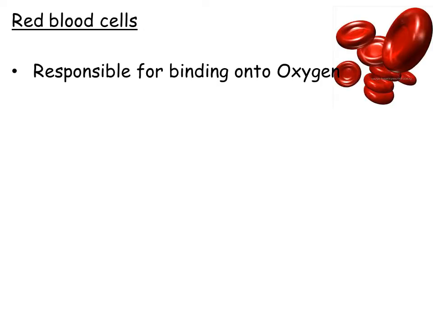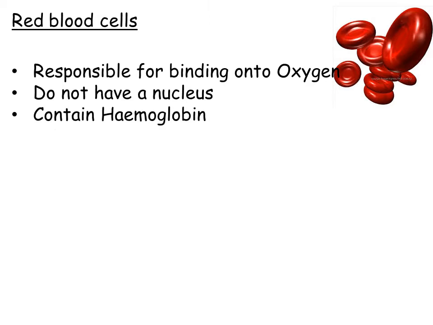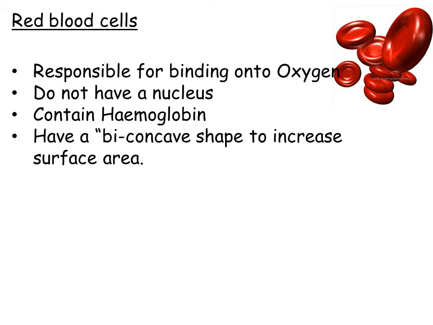To start with, we're going to have a look at red blood cells. Their function is for binding onto oxygen that they'll pick up at the lungs and distributing it throughout the body through the blood. To do this, they have a few adaptations. For one thing, they don't have a nucleus, because the only job of the red blood cell is to bind oxygen on. It doesn't need a nucleus, and it would only take up space that could be used for binding on more oxygen. They contain a chemical called hemoglobin, which is used to bind onto the oxygen, and they have a special biconcave shape to increase the surface area available for oxygen to bind onto.